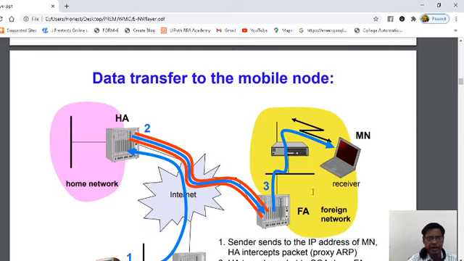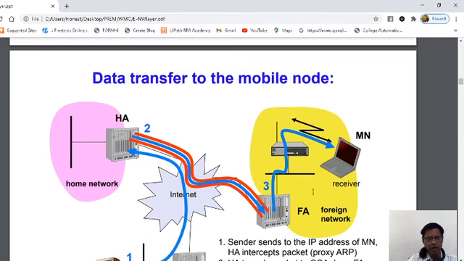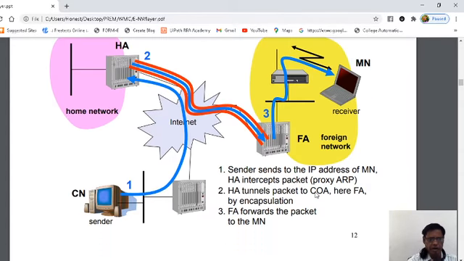Here you can see how data is transferred to the mobile node, and how the home agent communicates with the sender.